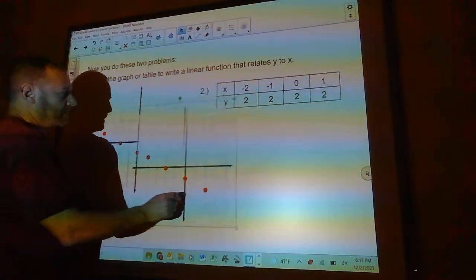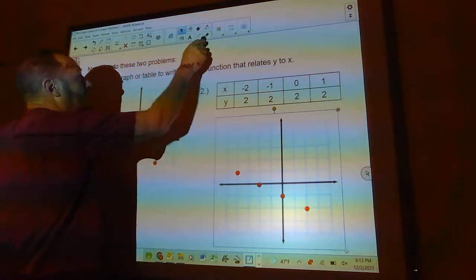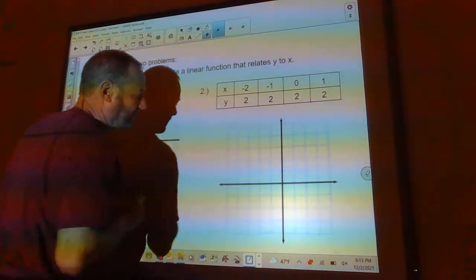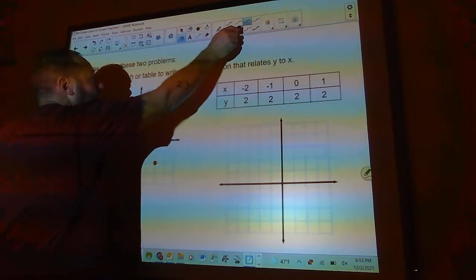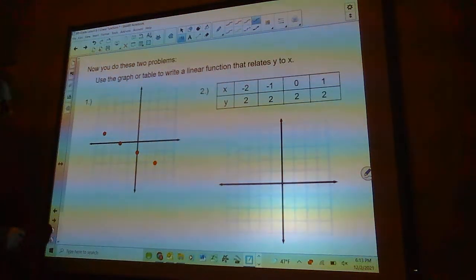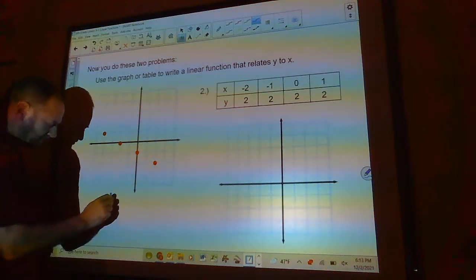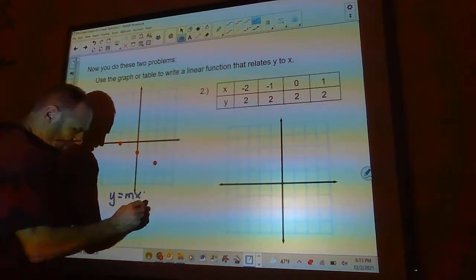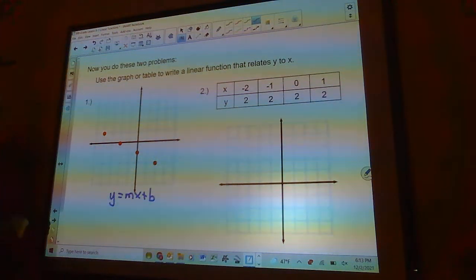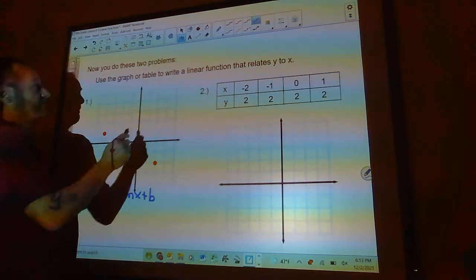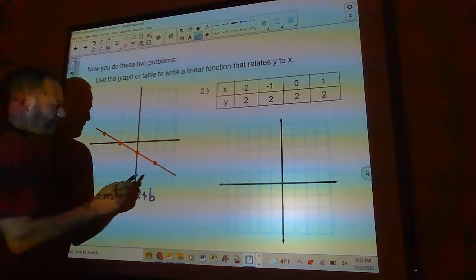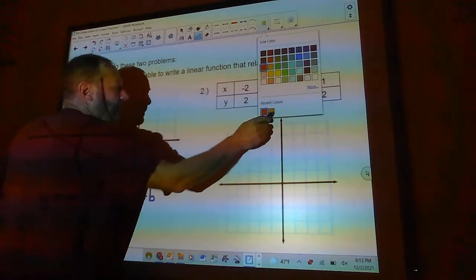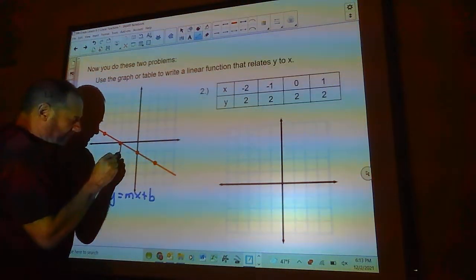Let's take this, put this over here, and get rid of those. So we'll have another graph over there. Now this one here, we can go ahead and write down our formula, y equals mx plus b. Okay, and I can figure out my slope. So here's my line. I always like to have the line on there. So my slope is going to be right there.